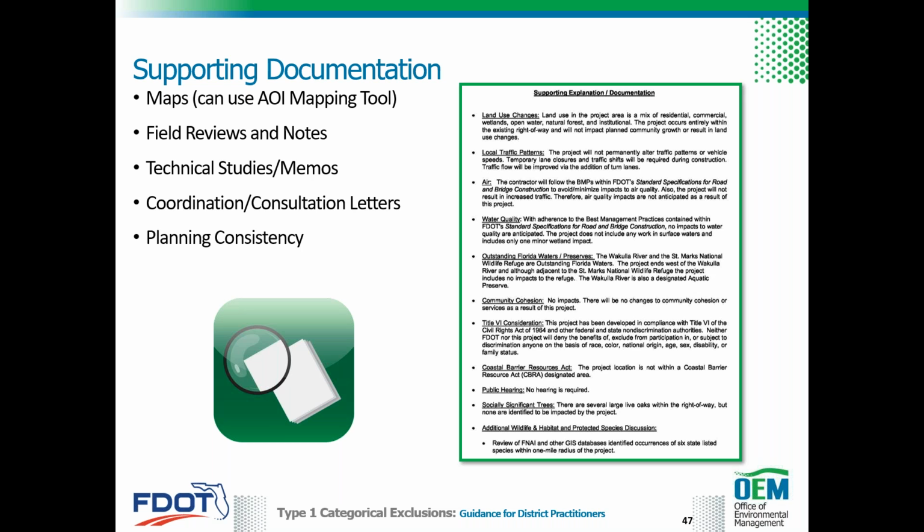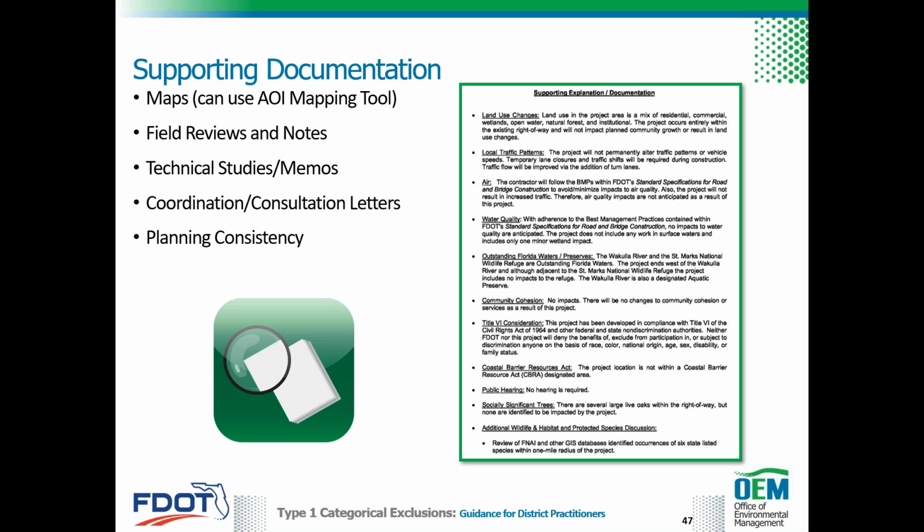Supporting documentation for Type 1 CEs is uploaded into the SWEPT project file. This documentation includes things such as maps, field reviews and notes, technical studies and memos. For example, you may have an impact summary memo as shown here, or the Cultural Resources Assessment Survey Report, or a natural resources evaluation, or even a community awareness plan.